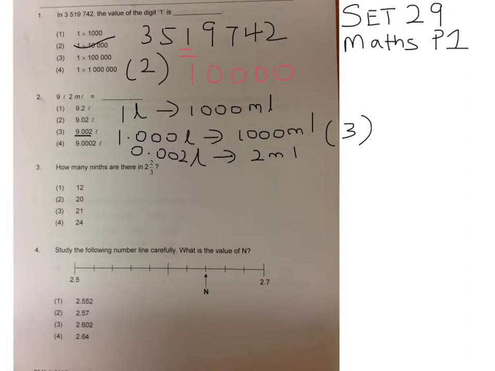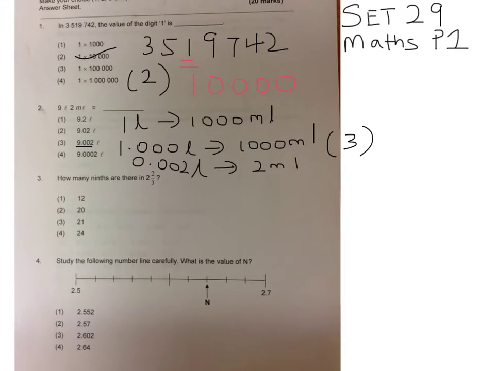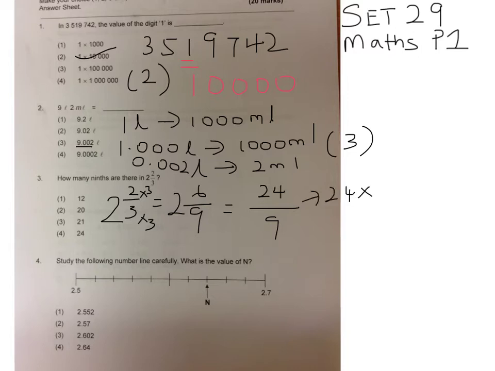Okay, we move on to question 3. How many ninths are there in 2 2/3? So 2 over 3 is the same as 2 times 3 over 3 times 3, 6 over 9 equals to improper fraction. 2 times 9 is 18, 18 plus 6 is 24 over 9. So this will actually be 24 times 1 over 9. So there are 24 ninths. Answer is 4. Question 3, your answer is 4.